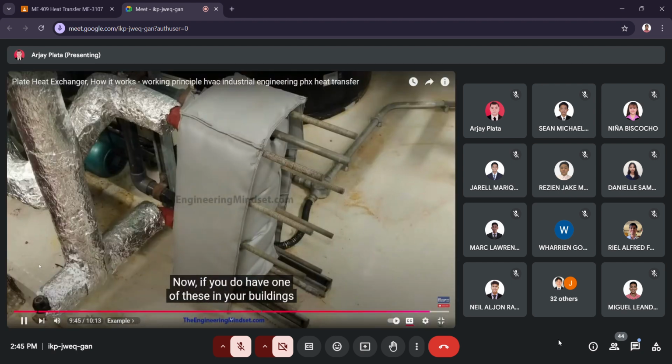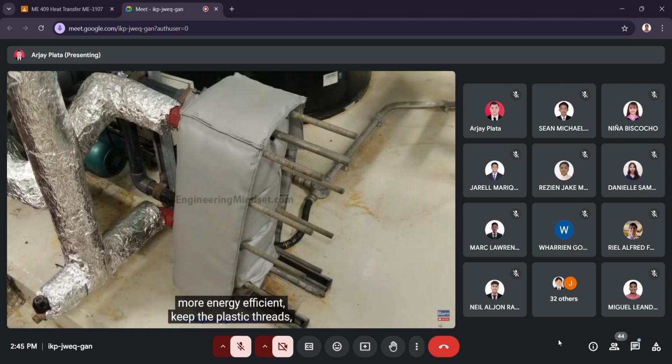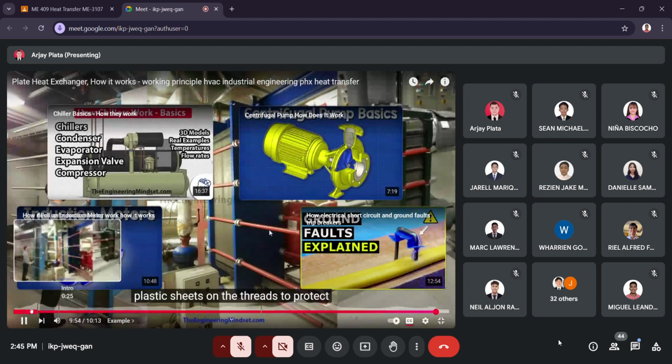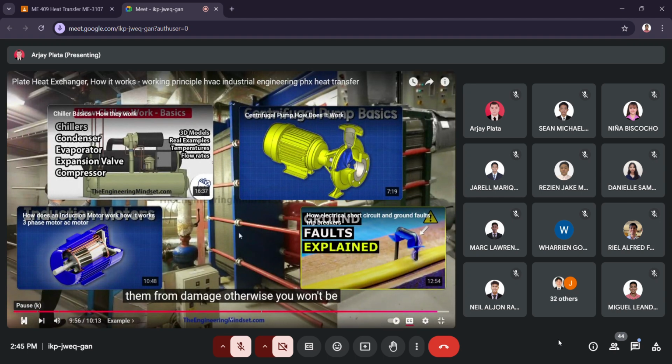Now, if you do have one of these in your buildings, please also remember to insulate this as it's much more energy efficient, and keep the plastic sheets on the threads to protect them from damage. Otherwise, you won't be able to get these nuts.